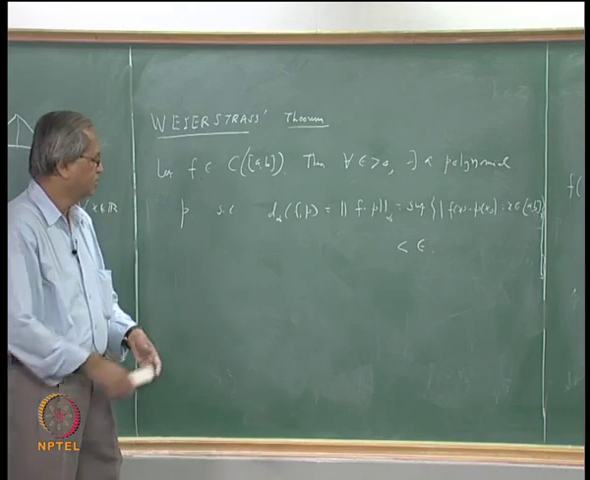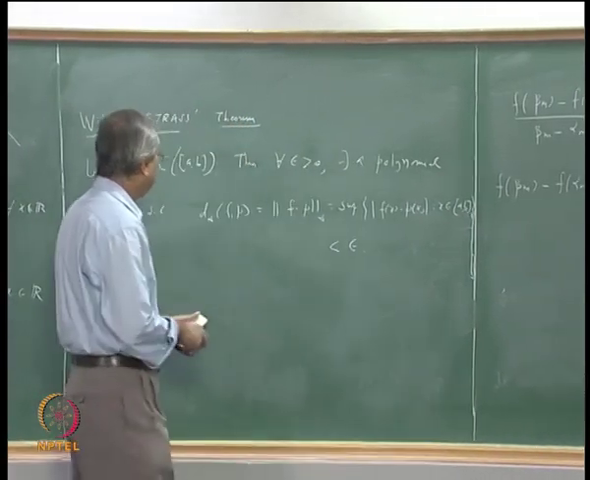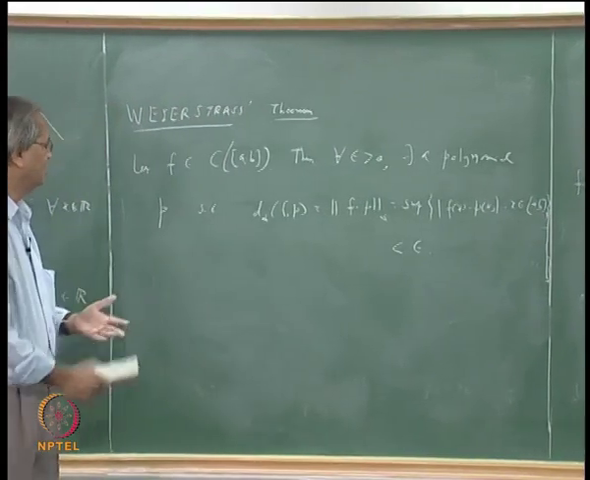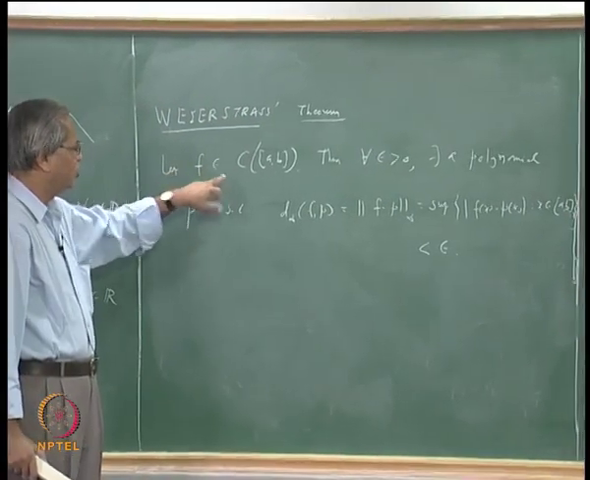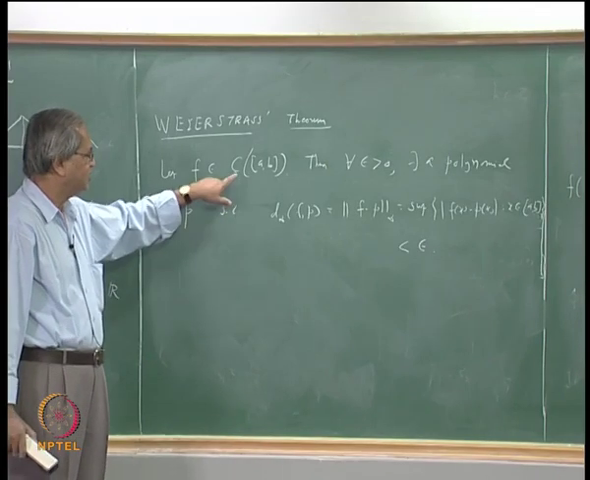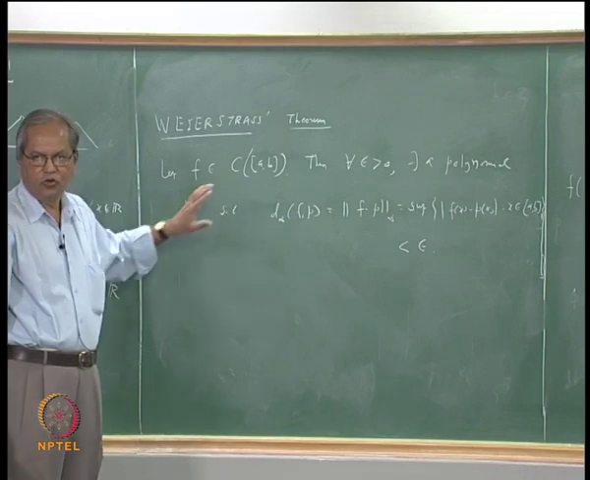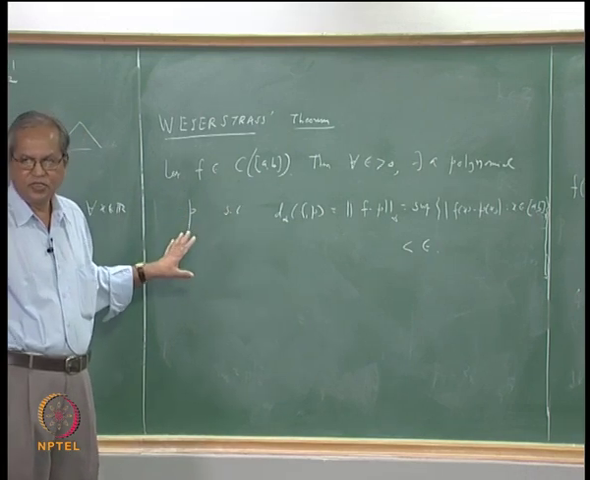There are various implications of this theorem. One implication is this: suppose you look at the set of all polynomials. It follows from this theorem that that set is dense in C[a,b]. Is that clear? The set of all polynomials is dense in C[a,b].